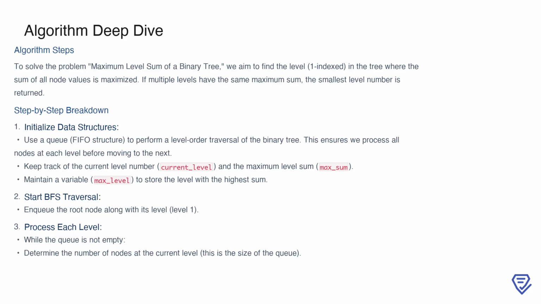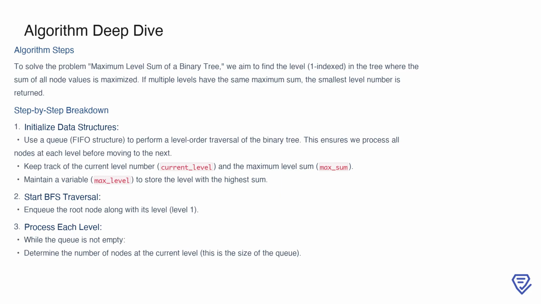A queue is used for level order traversal, which ensures we process all nodes level by level. We also define variables to track the current level number, the maximum sum found so far, and the level where this maximum occurs. Once these structures are ready, we start with a breadth-first search traversal of the tree. The root node is added to the queue, along with its level, which is level 1.